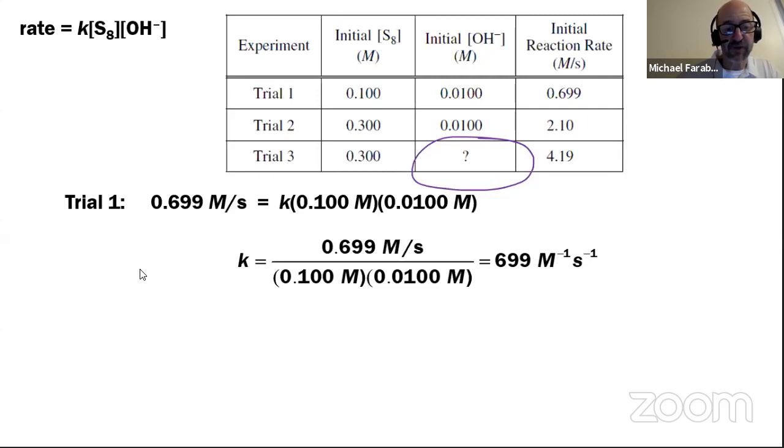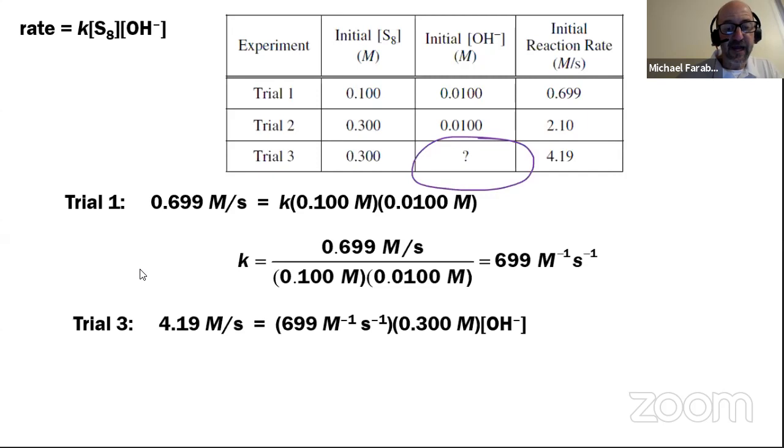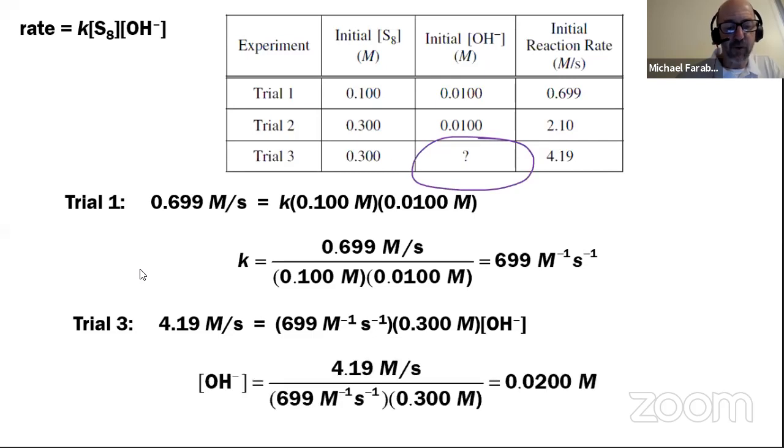I'm now going to go to trial 3. I know the rate is 4.19 molarity per second. I was just able to calculate the value of K, so I plug that in. The initial concentration of sulfur is 0.3, and I'm solving for the concentration of hydroxide. Now, when I do this math, 4.19 divided by 699 divided by 0.3, I get 0.02.